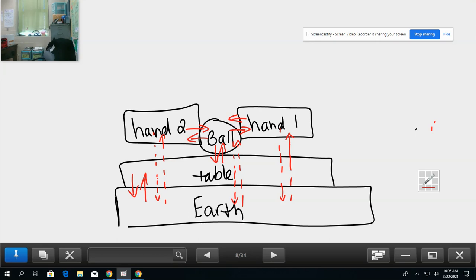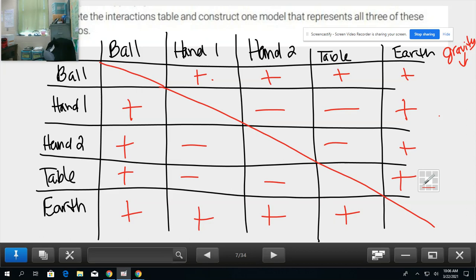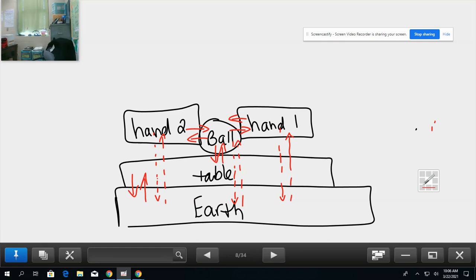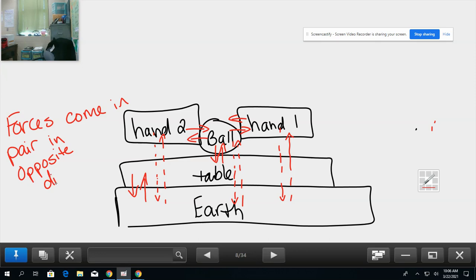So I've got 1, 2, 3, 4, 5, 6, 7, 8, 9, 10, 11, 12, 13, 14 force arrows. Now, this is an even number because forces come in pairs in opposite directions.